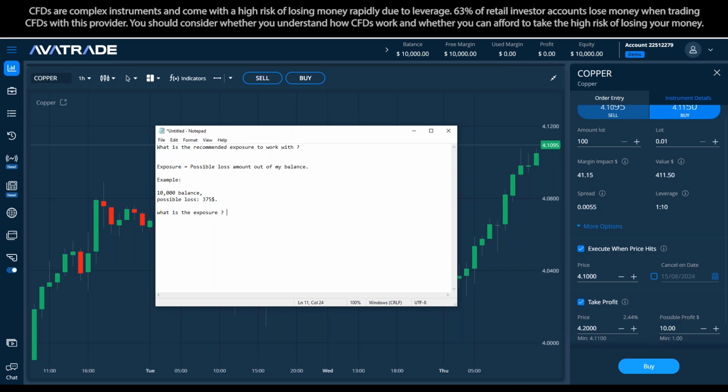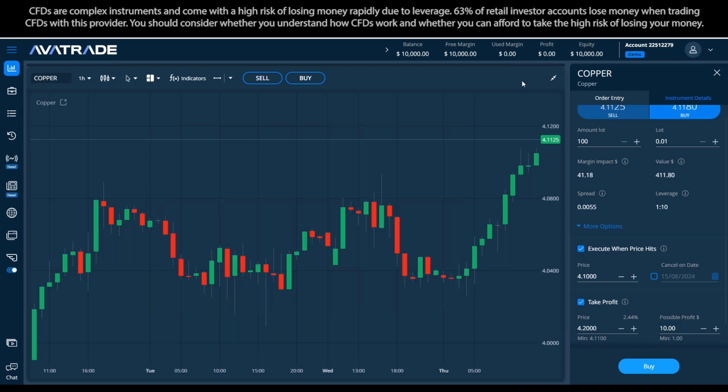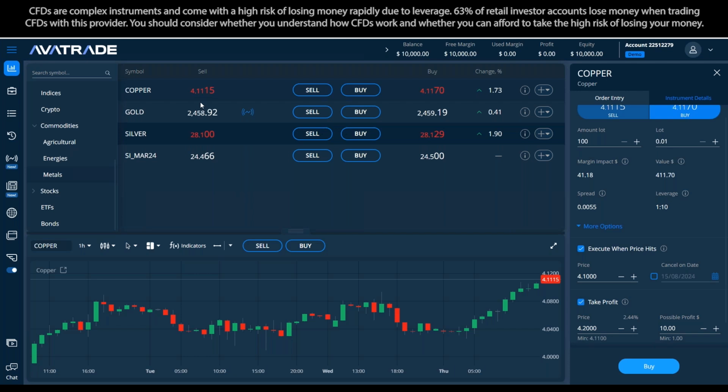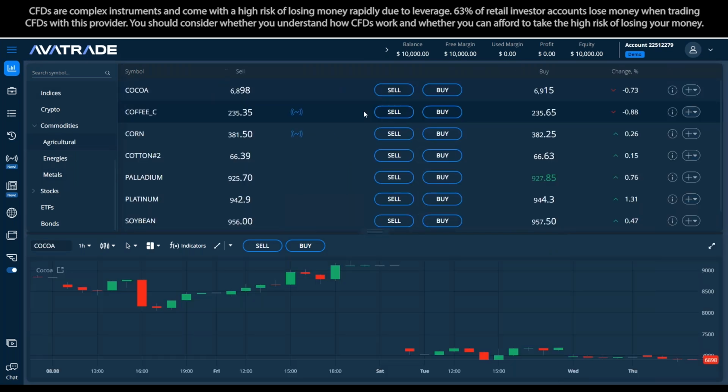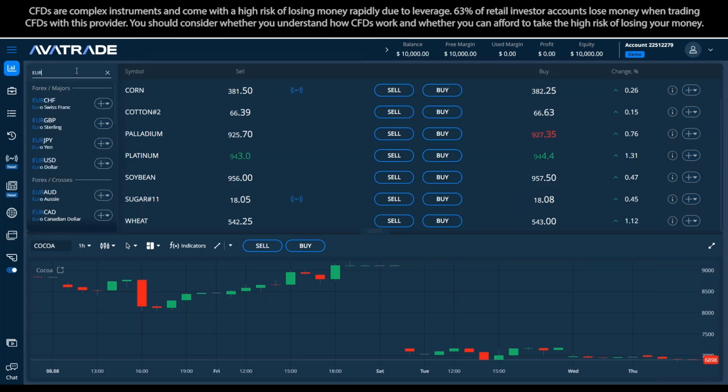Let's suppose this is my only position, right? Let's suppose that I'm going to take a position here with, you know what, let's not take copper. Let's take something else. Like, let's take one of the currencies.